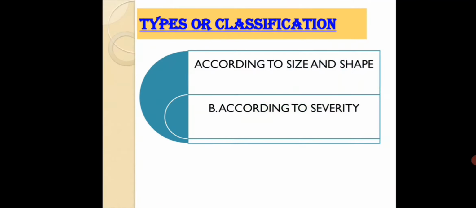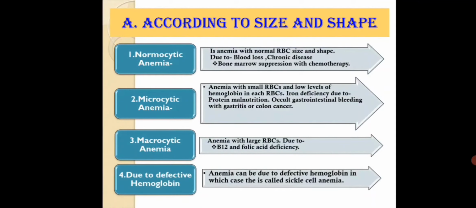Next are the types of anemia, or it is called the classification of anemia. If you see the classification or types of anemia, it is categorized into two categories. One is according to size and shape, and second is according to severity. According to size and shape, there may be a problem with the structure and size, and according to severity there may be problems like mild, moderate and severe.